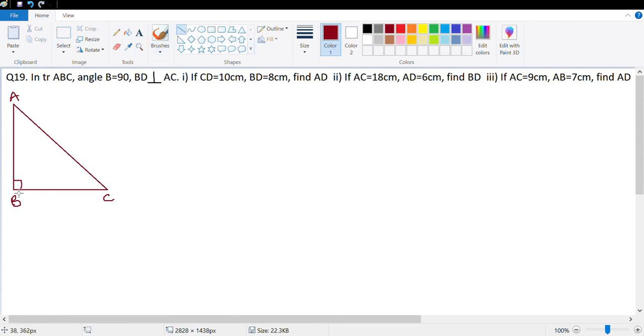We've done this kind of a question earlier. This is BD is perpendicular to AC. If CD is equal to 10 centimeter, BD is equal to 8, find AD. So we are looking at CD is given as 10, BD is given as 8, and we need to find AD. So we are looking at basically the two triangles ABD and CBD. If I prove them similar, we should be able to get something.